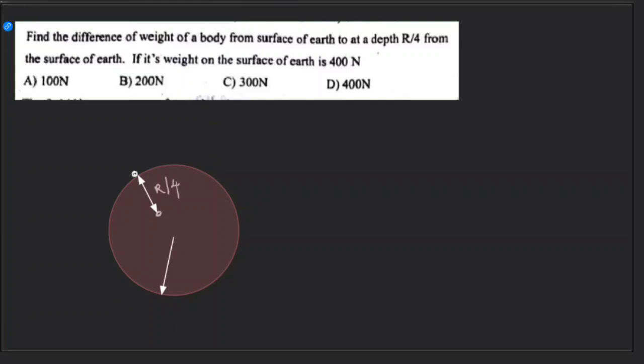There are some factors which will affect the gravity. One is height, other one is the depth, and one more is the rotation. So due to depth valla, this gravitation can be written as g dash is equal to g into 1 minus d by R, right? Remember the formula, right? So you could say this gravity at the depth can be written as g dash is equal to g into 1 minus d by R. 1 minus d is how much? R by 4. So R by 4R.